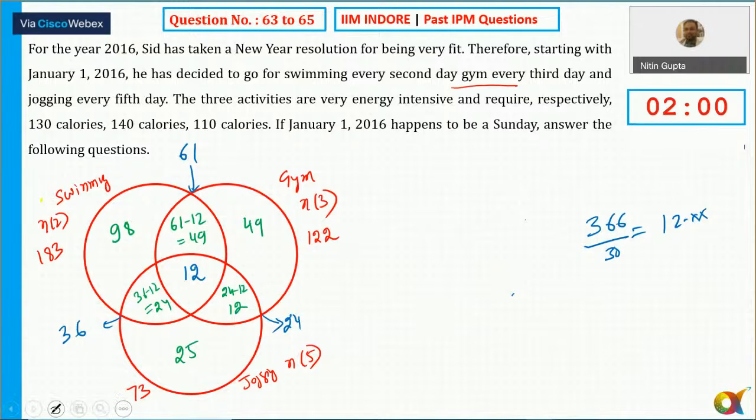Now, can you tell me what is the union of these values, swimming union gym union jogging? You can add all of them: 183, which is the swimming, plus 49 plus 12 plus 25. So the total number of days on which he does some activity, you just need to add all of them. What does this value come out to be? Can anyone tell me the total sum?